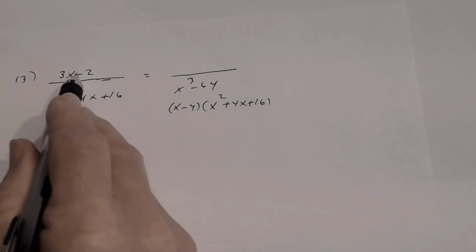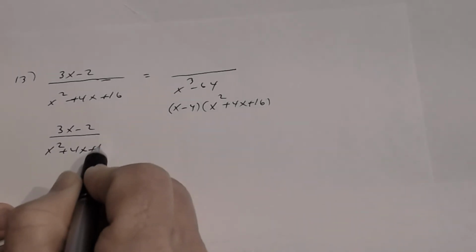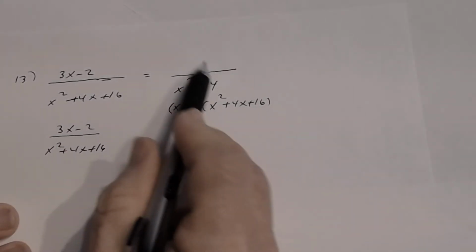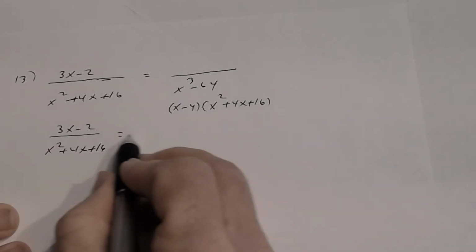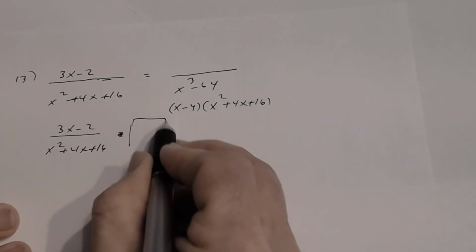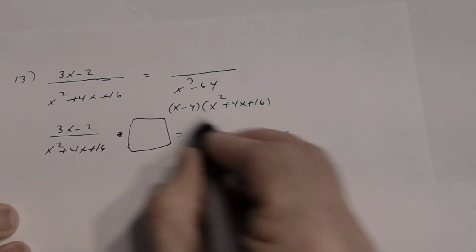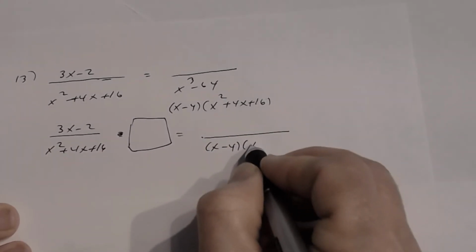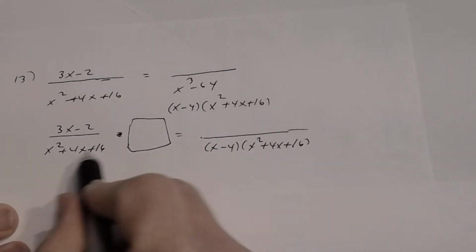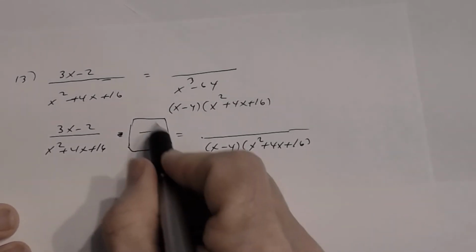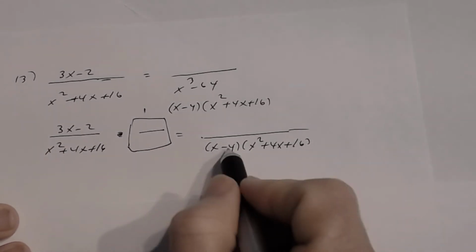So you know you have this right here. So that's 3x minus 2 divided by x squared plus 4x plus 16. And so you want to write an equivalent rational expression that has this denominator instead. So you're going to multiply this by some rational expression to get, and I should have put this a little bit lower, but to get this denominator. So x minus 4 times x squared plus 4x plus 16. So what do I got to multiply this by? Well, remember this needs to be a 1 right here. So what do I got to multiply this denominator by to get this? What's missing? x minus 4.